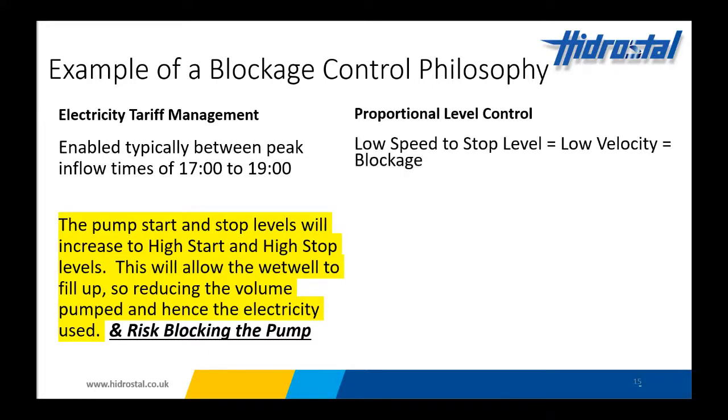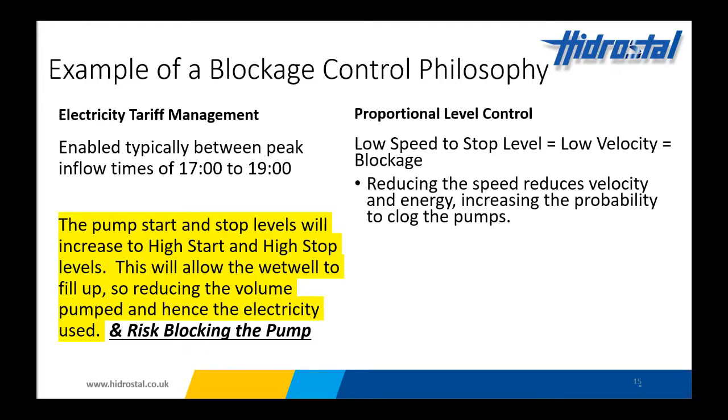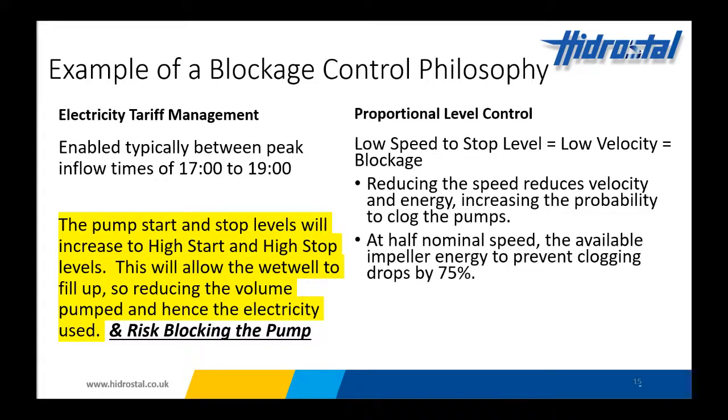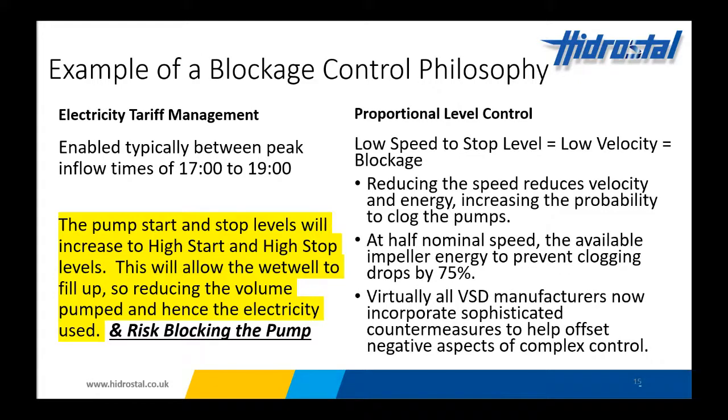Proportional level control. Reducing speed as level falls reduces velocity. That can end up with increasing the chances of blocking the pump. Lower speed is less velocity and energy inside the pump. It increases the probability of clogging it. At half nominal speed, the available impeller energy to prevent clogging drops by about 75%. So for these kind of reasons, it's no surprise that most variable speed drive manufacturers now incorporate countermeasures to help offset some of the negative aspects of a more advanced control philosophy.